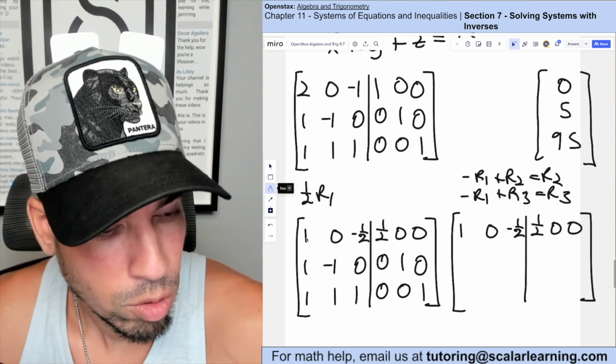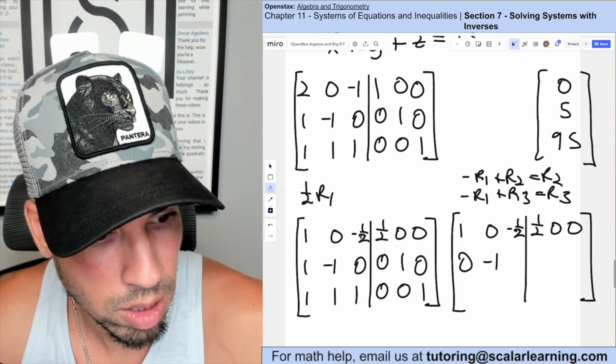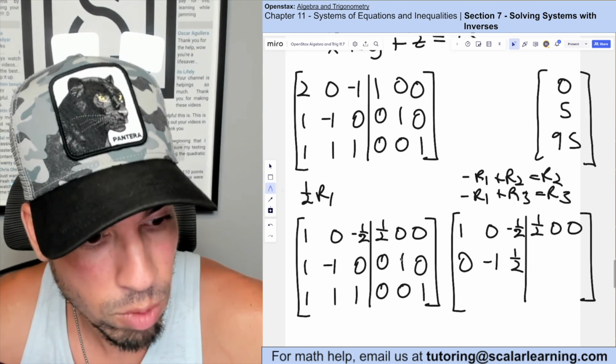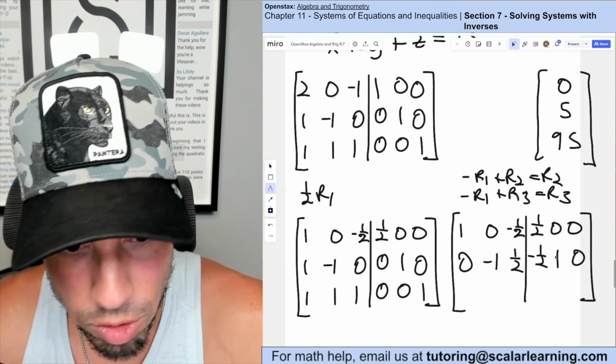Let's write it out. So we got -1 plus 1 is 0. 0 plus -1 is -1. Negative, or positive 1/2, I should say, plus 0 is 1/2. -1/2 plus 0 is -1/2. And then 0 plus 1 is 1. 0 plus 0 is 0. Okay.